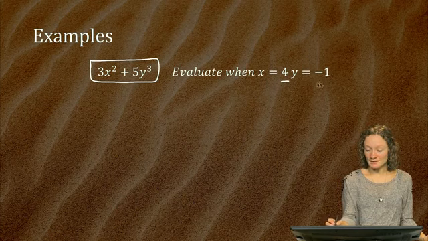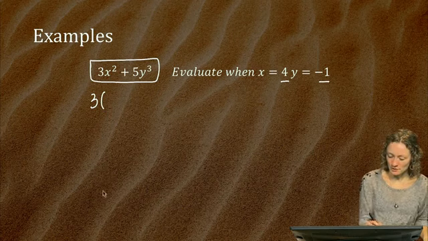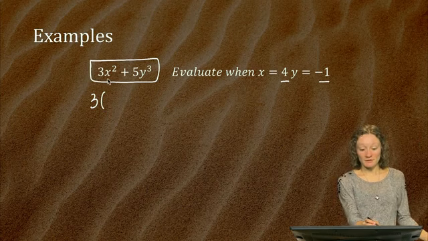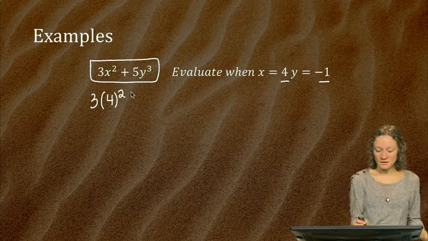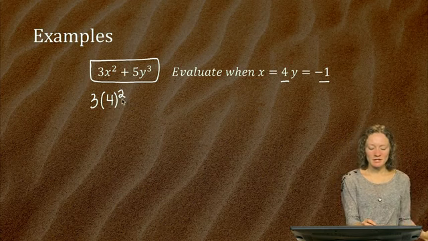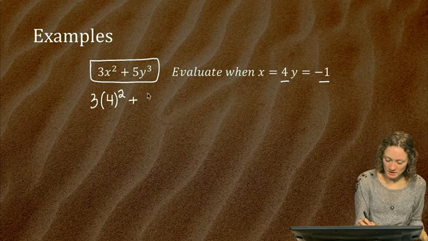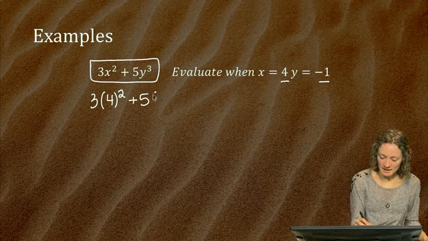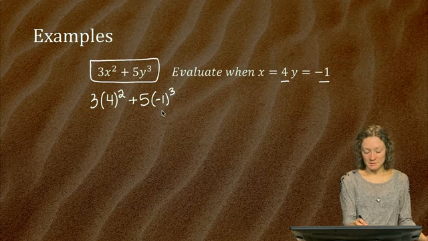So if we know what x is and we know what y is, it's as simple as plugging those things in and following order of operations. So if we fill in for x, we have 3 times x is being squared, so 4 is being squared. This is another case where the parentheses are not completely necessary, but especially when there's an exponent, I would suggest it. Okay, plus 5 times, and then y is -1, and that's being raised to the 3rd power. In this case, the parentheses is more necessary.